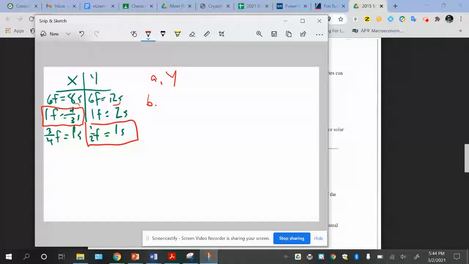what is the opportunity cost of a furnace in country Y? 1 furnace equals 2 solar panels. I'm abbreviating a little bit. Which country has the comparative advantage in producing furnaces? We've got X has the comparative advantage in producing furnaces. They give up less. They have lower opportunity cost.